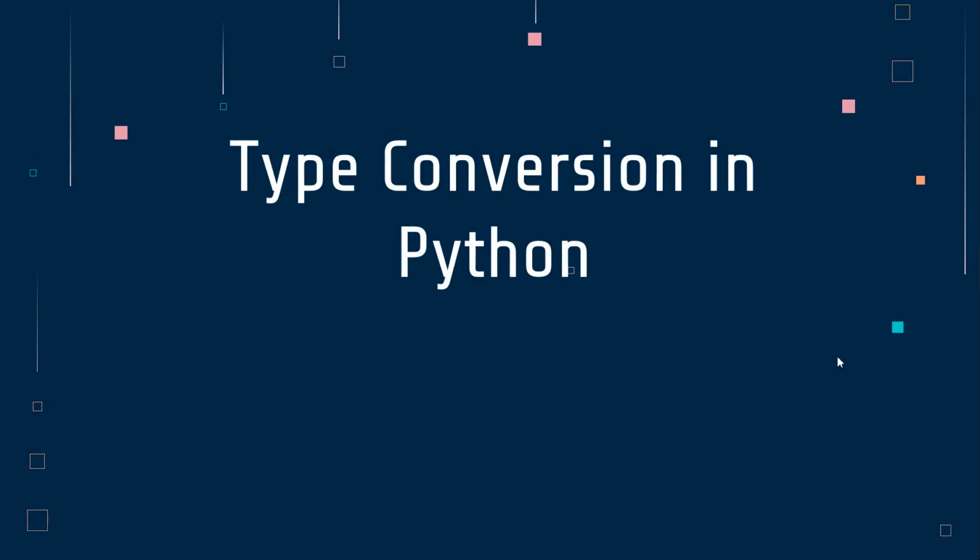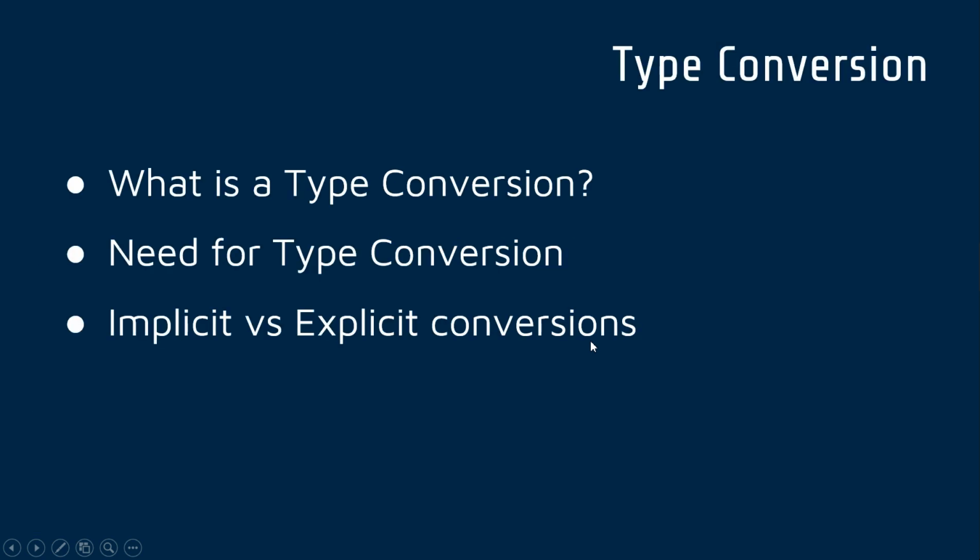Hello everyone. In this video we will look at what type conversion is in Python. Type conversion is, as the name suggests, converting one data type into another. For example, if we want to convert a variable of integer data type into float, that would be type conversion.